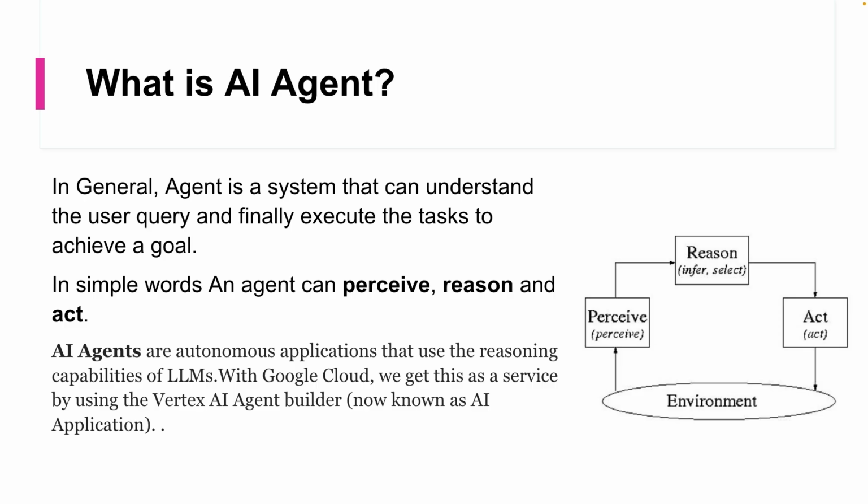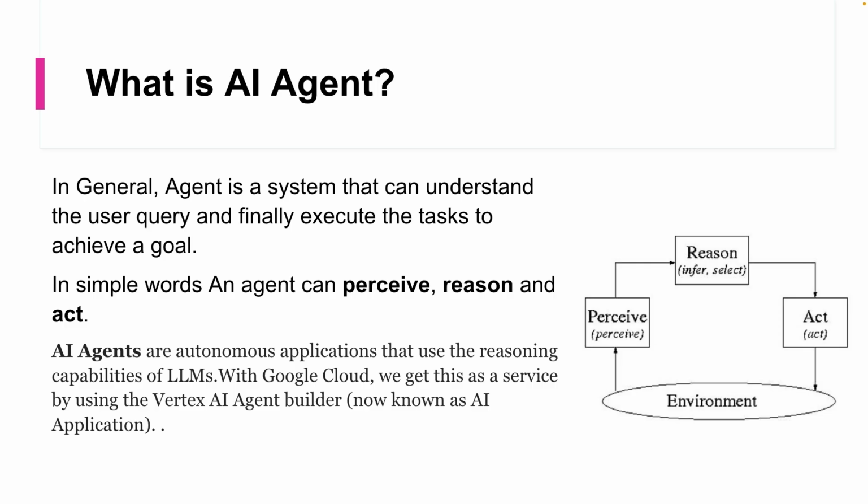So at a high level, an agent is anything that can perceive its environment, reason about it, and act based on that reasoning to achieve the goal. In the context of AI, agents are smart programs that leverage large language models to understand user requests, plan the task, and execute it autonomously.